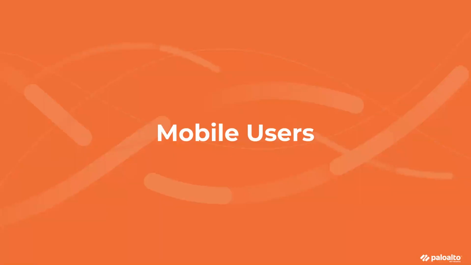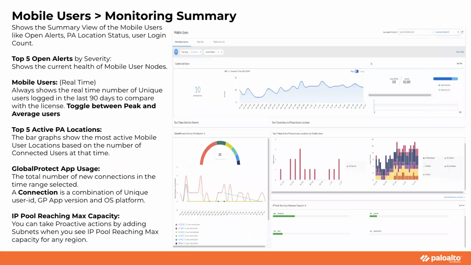The next dashboard we are talking about is mobile users. Like remote networks, we have a dedicated dashboard for mobile users, which gives you the overall health status of your mobile users. It also has 3 different tabs in this dashboard as well: the mobile summary dashboard, map view, and user list.